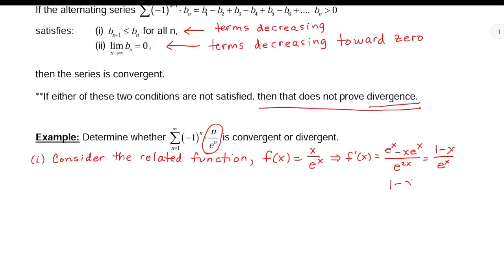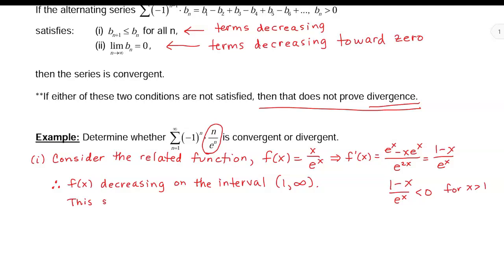1 minus x over e to the x is negative for x greater than 1, and that is what we're interested in. Therefore, f of x is decreasing on the interval from 1 to infinity. This shows that f of n plus 1 is less than f of n, and that means that our terms are decreasing. So b sub n plus 1, or the next term, is less than b sub n when n is greater than 1. Condition 1 has been met.